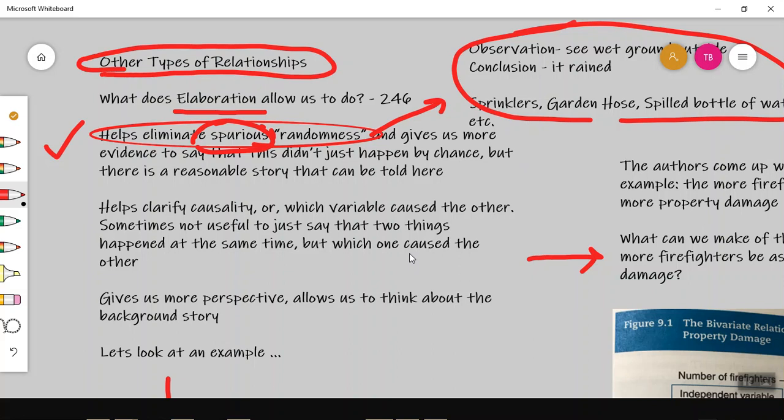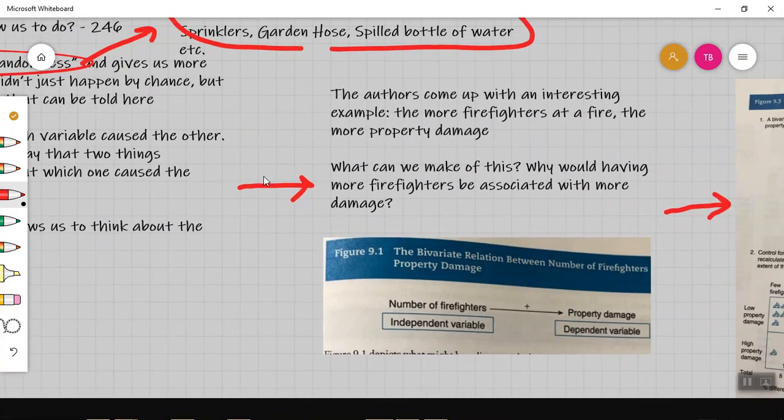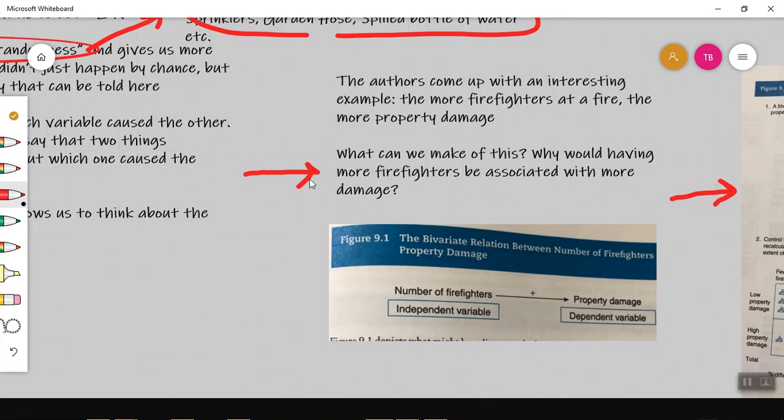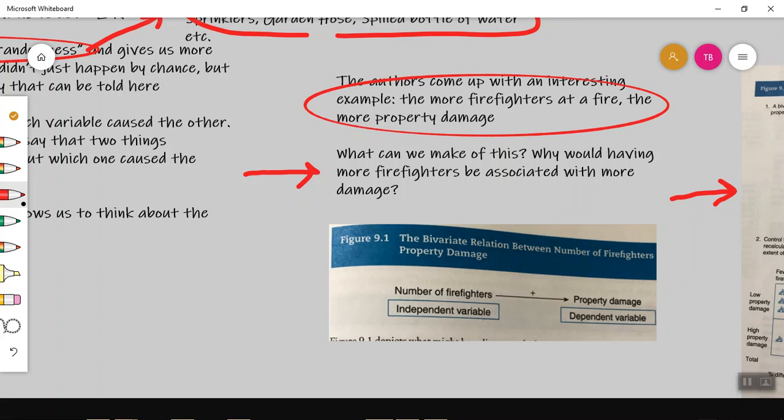Okay. So let's take a look at one of these examples. Here's one example. Actually a pretty good one. This is one of the examples they come up with in the text. So for instance, what if you looked at data about fire damage? You're like an insurance adjuster or something, and you notice this connection that the more firefighters there were at a fire, the more property damage there was. The more firefighters, the more property damage. So what might you conclude of that, right?